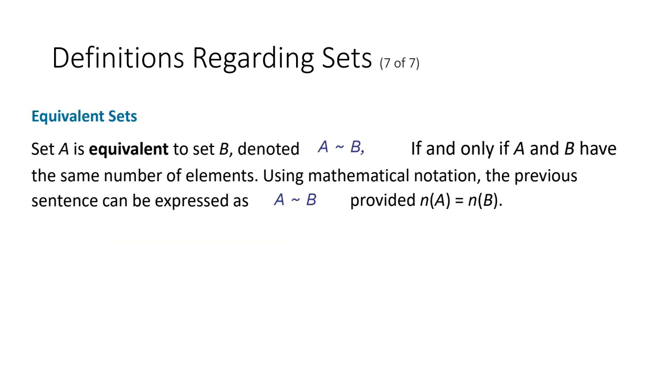Okay, another definition is for equivalent. A set is equivalent to another if and only if A and B have the same number of elements, the same cardinality. And the symbol that we use is this right here. If you see this symbol, that just means, are they equivalent? In order for them to be equivalent, the cardinalities must be the same. They don't have to have the same elements as long as they have the same number of elements. So let's look at some examples.